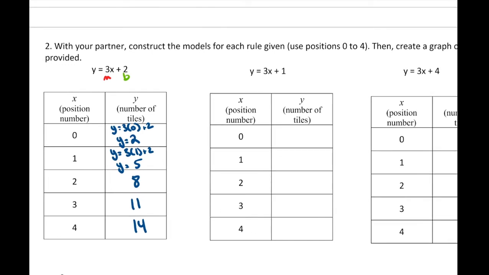Next, the next rule, same idea. You could use the multiplier and constant from the rule, or you can use the rule itself.